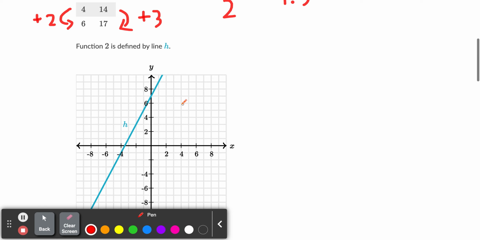In function 2, what do we have? We've got to pick two nice points here. Let's just choose the y-intercept and then the next nice point to the right. So that's going to go what? Up 2, right 1. 2 over 1 obviously is going to be 2.